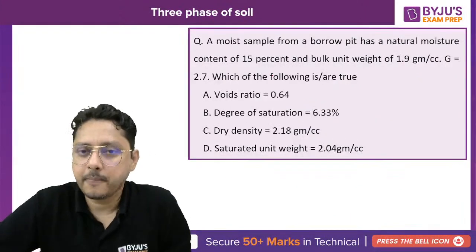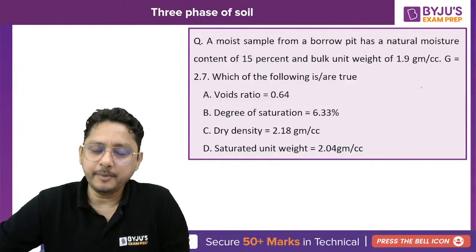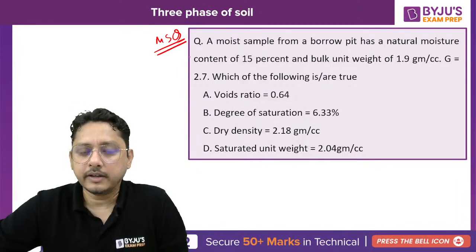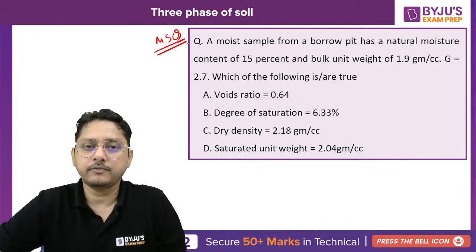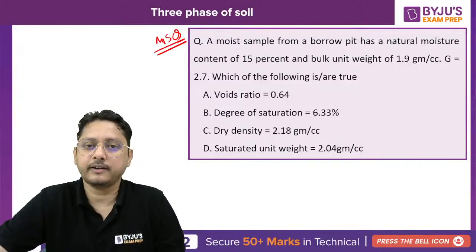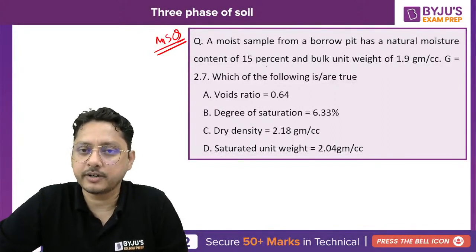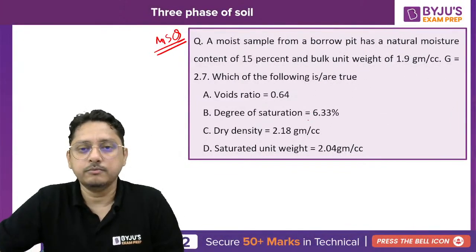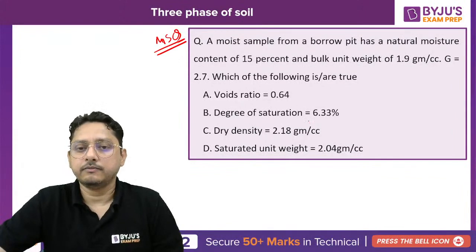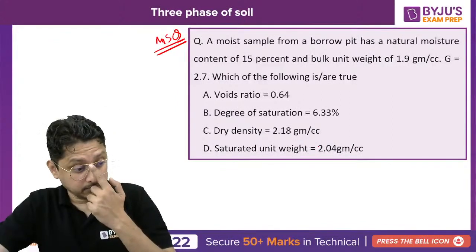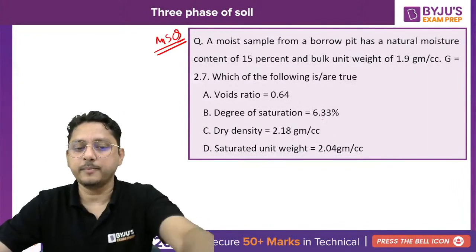Now can you solve this one? You can consider this as an MSQ problem for your GATE examination. This is the kind of numerical where maybe 2 options are correct, maybe 3 options are correct. A moist sample from a borrow pit has a natural moisture content of 15% and a bulk unit weight given. If the G value is given, which of the following is or are true? Which of them are correct here?